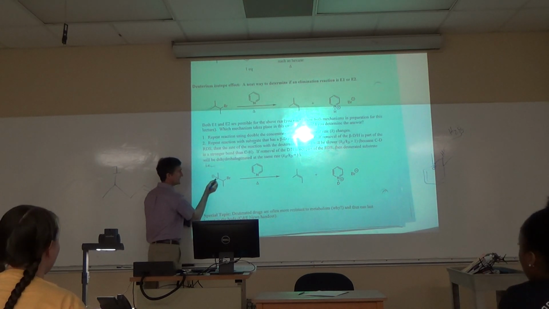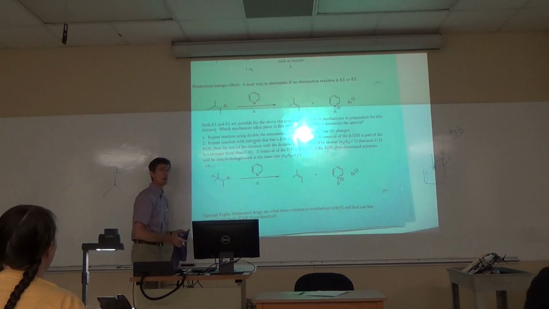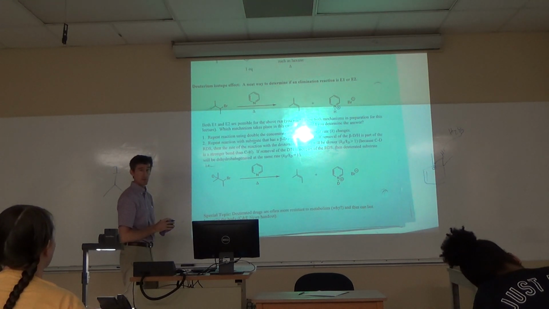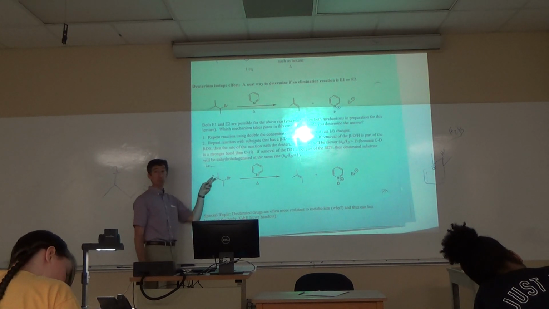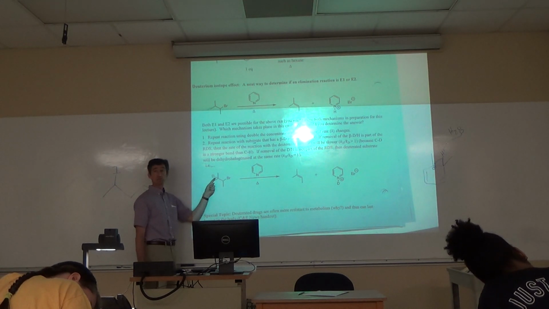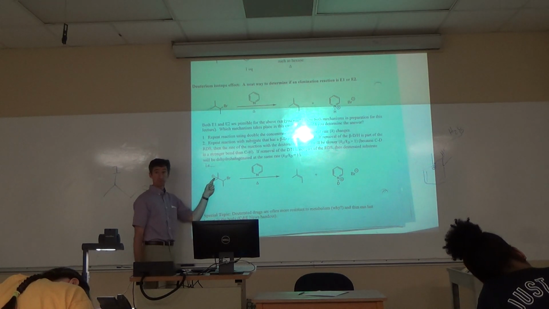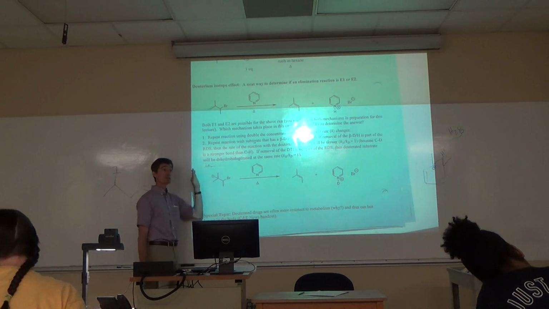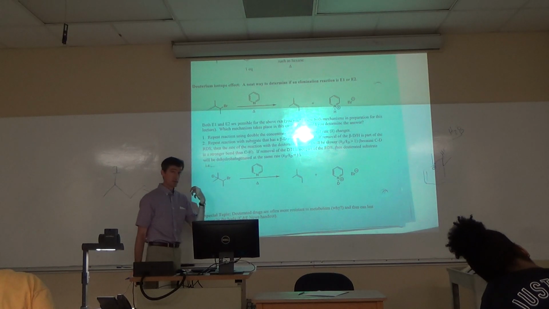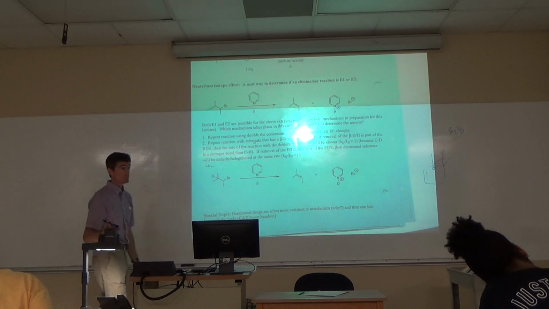If we change C to D and the rate becomes slower, that means the reaction must be E2. It means the bond is broken in the rate determining step. But if we change it to CD and the rate doesn't change at all, that means this bond must not be broken in the rate determining step. It must be broken in the fast step. And if it's broken in the fast step, that means the mechanism must be E1. Okay?